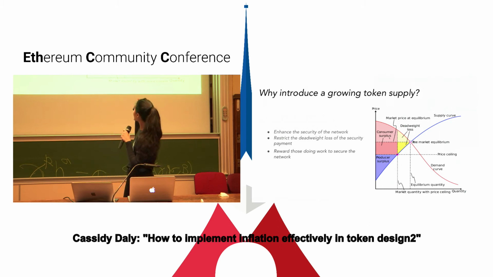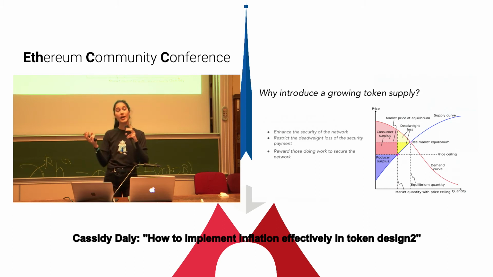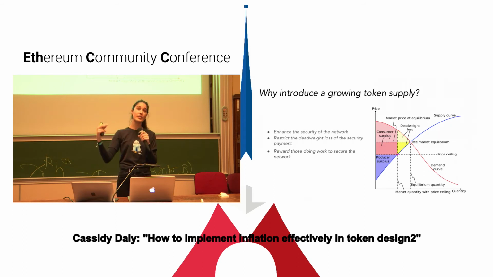So that's what's shown here as the deadweight loss. And the idea there is really that if you were to pay for everything only in transaction fees, the equilibrium that you would get to in terms of transaction load in that economy would actually be lower than optimum. And you could achieve a higher transaction load in that same system if you are paying those validators in both transaction fees as well as a growing token supply.